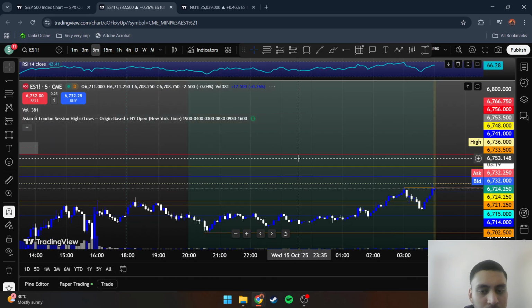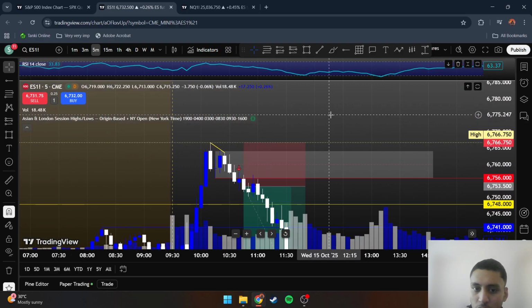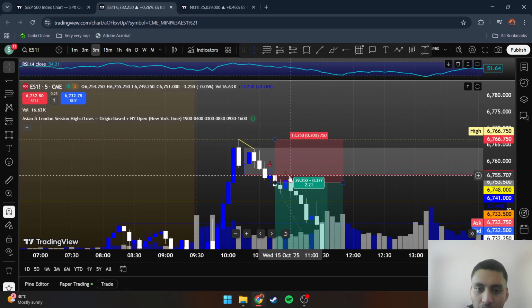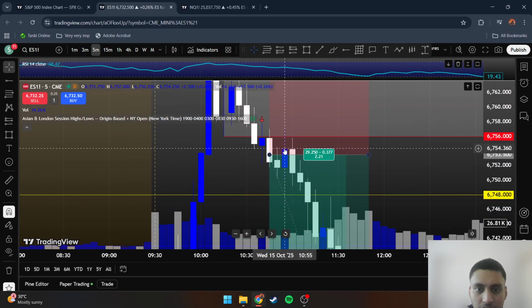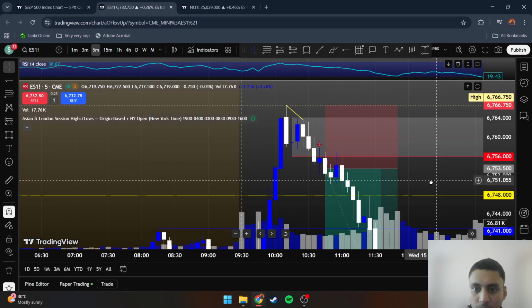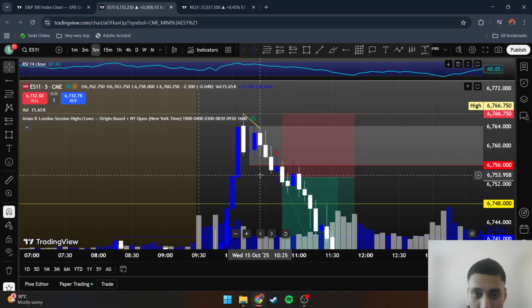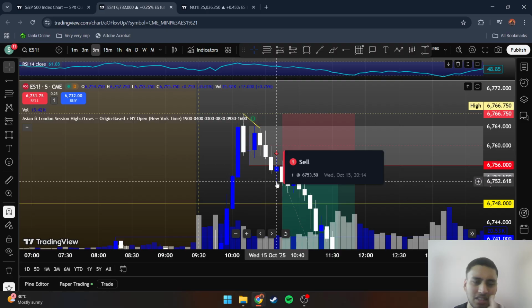Back to the 5 minutes. This was the order block that was created. I would have probably entered here off of this order block entry. See this bullish candle, it went up to the order block, closed below it, then again a bearish candle. Even this candle kind of entered the order block, so it does make sense.